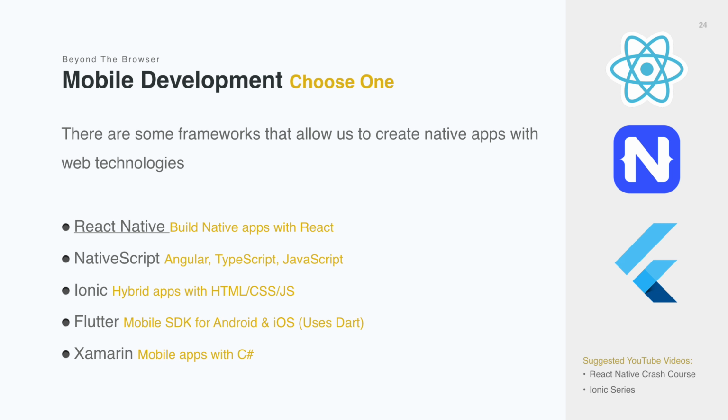NativeScript is similar, but you can use Angular, TypeScript, JavaScript. Ionic is used to build hybrid apps, which is sort of a mix of a web app and a mobile app. We also have Flutter, which is a pretty new technology by Google. It's a mobile SDK for building Android and iOS apps, and it actually uses the Dart programming language, which is really easy to learn if you know JavaScript. And then we have Xamarin, which allows you to create mobile apps with C#. So if you want to get into mobile app development and you're a web developer, these technologies make that really easy.